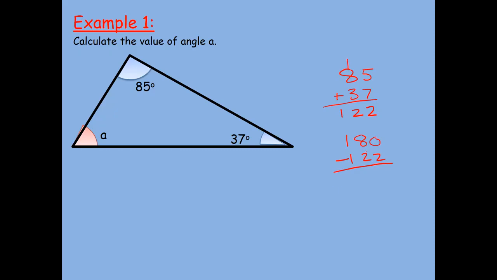So 0 take away 2 I can't do, so I'm going to borrow 1 from here. It's now going to become 10. So 10 take away 2 is 8. 7 take away 2 is 5. 1 take away 1 is 0. So just to make sure we're showing that we know the answer, we write it out clearly at the bottom. A is equal to 58 degrees.